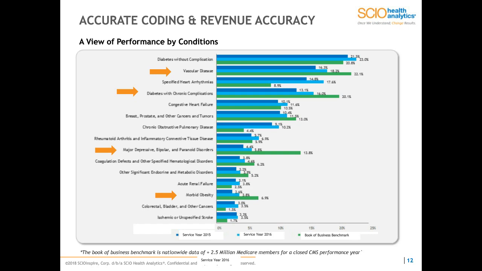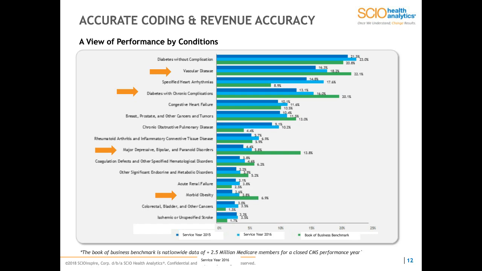And one other tool that we've been able to apply to this is a book of business benchmark, so that I can see payment year improvements or service year improvements year over year. In this graphic, the darkest blue is the 2015 service year, and the lighter blue is the 2016 service year. So I can see some improvement in my coding capture and my revenue accuracy.